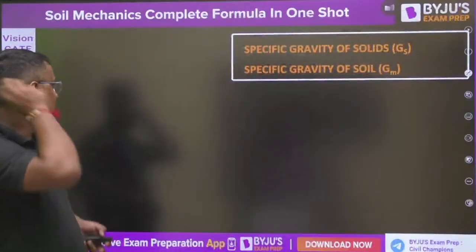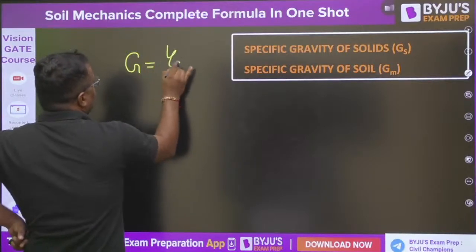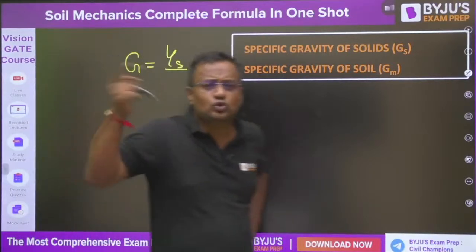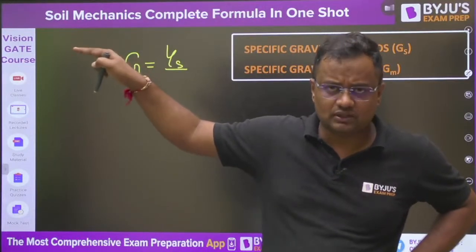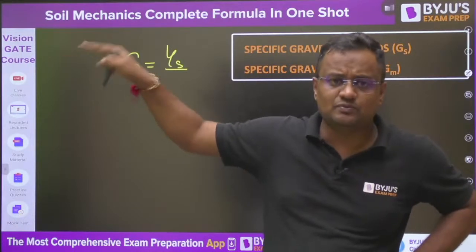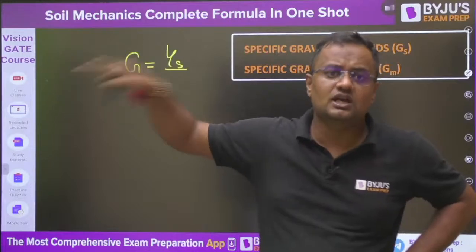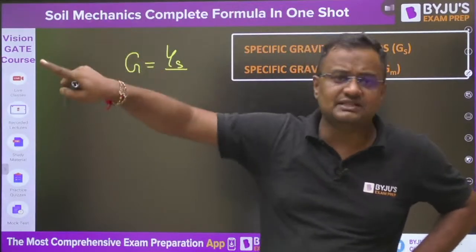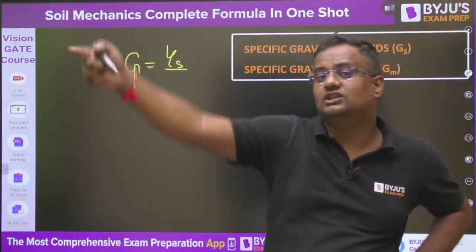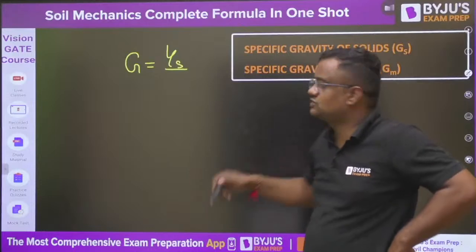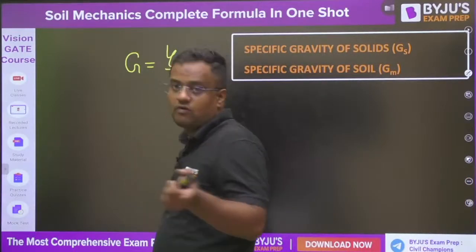Now, what will be the specific gravity of solid? Specific gravity 2 means that the material has 2 times more density than water. Specific gravity 5 means 5 times more density than water. Specific gravity 10 means 10 times more density. Specific gravity 1 means the same density as water. Specific gravity 0.5 means half the density of water. So specific gravity of solid means gamma of solid with respect to gamma of water.